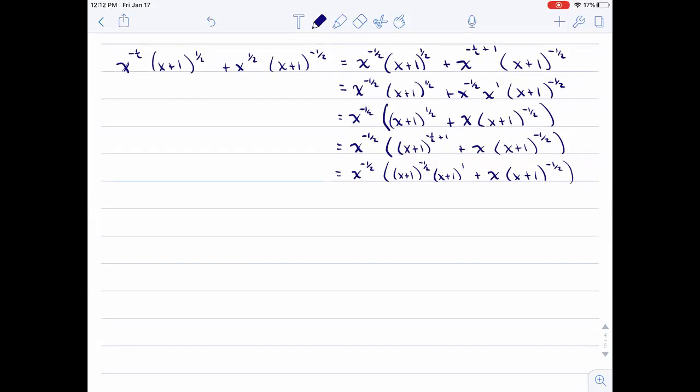Now I can pull out this common factor of x plus 1 to the negative 1/2. So I get x to the negative 1/2 times x plus 1 to the negative 1/2, all that times x plus 1 to the power of 1, which I'll ignore, plus x. And then I've pulled out that common x plus 1 to the negative 1/2.